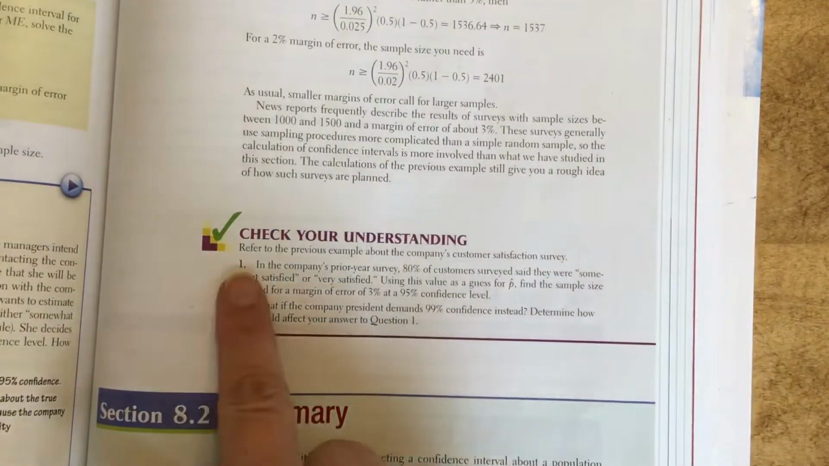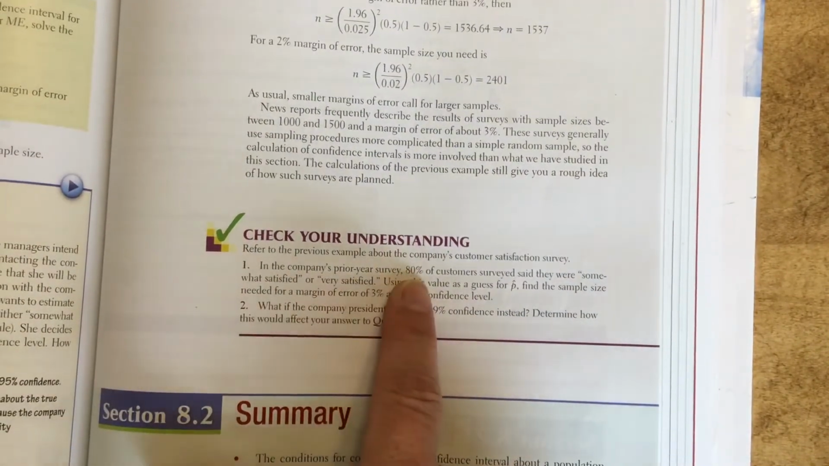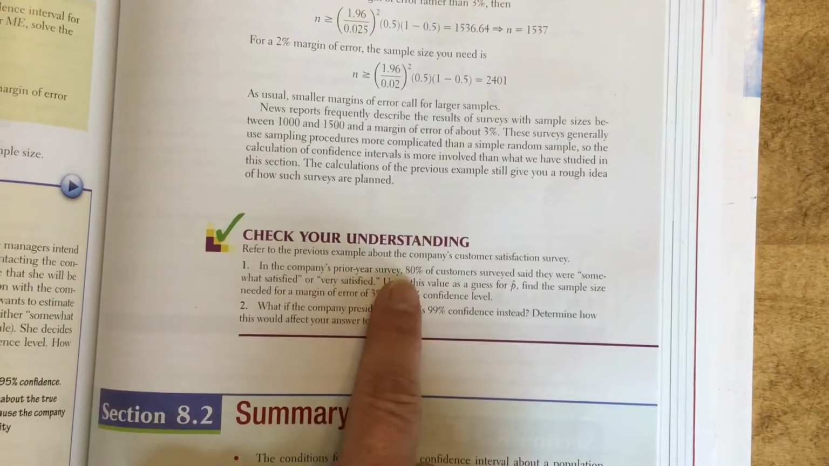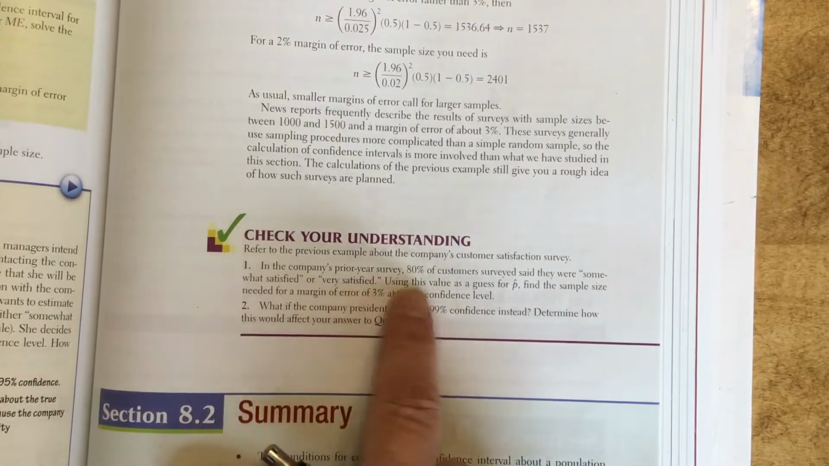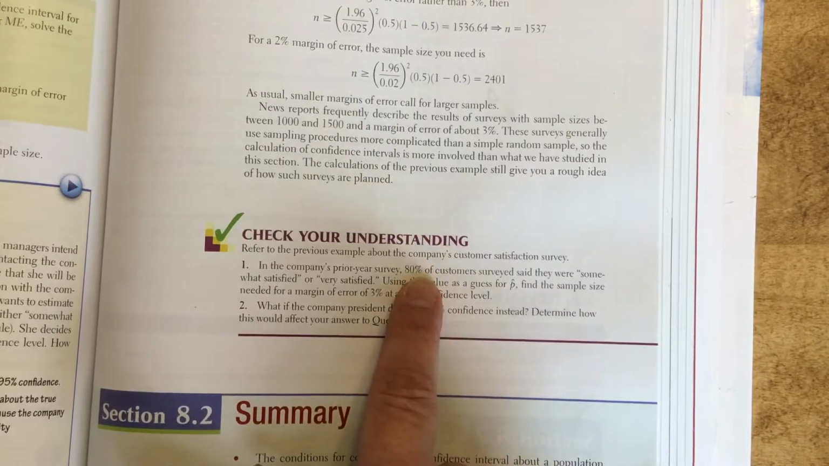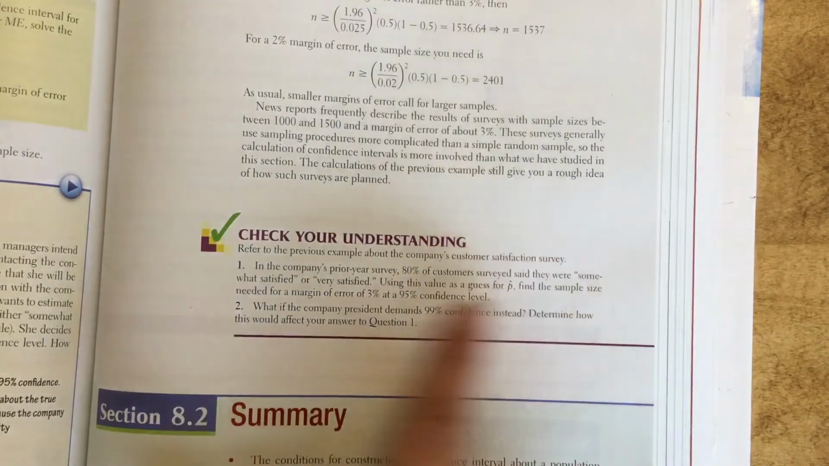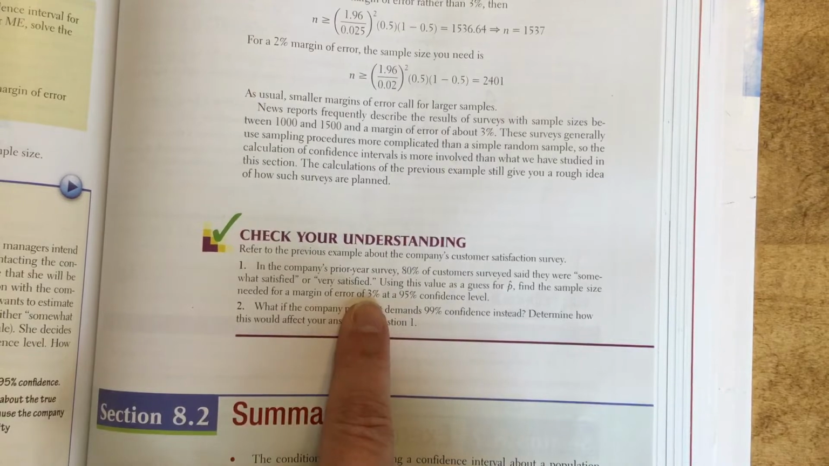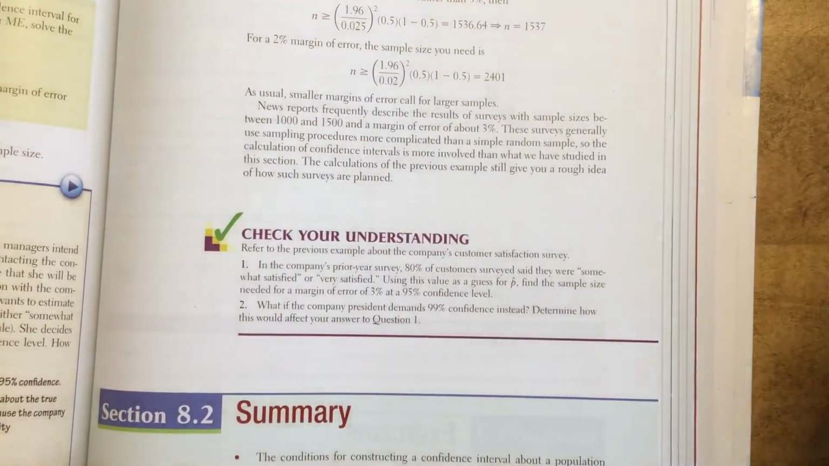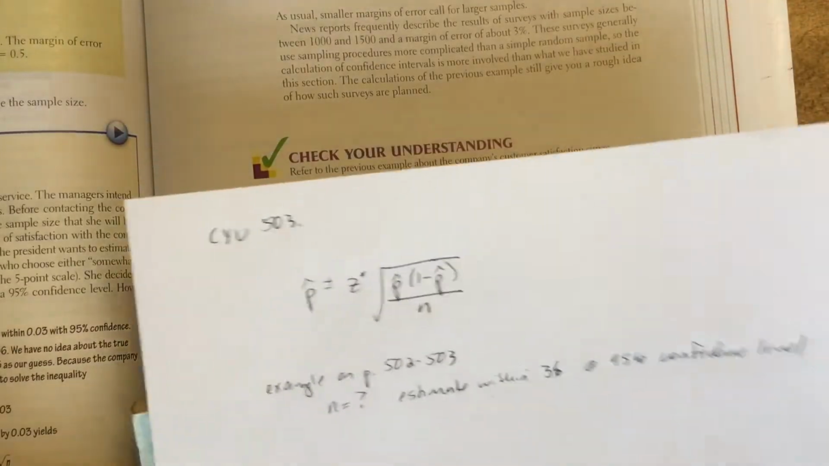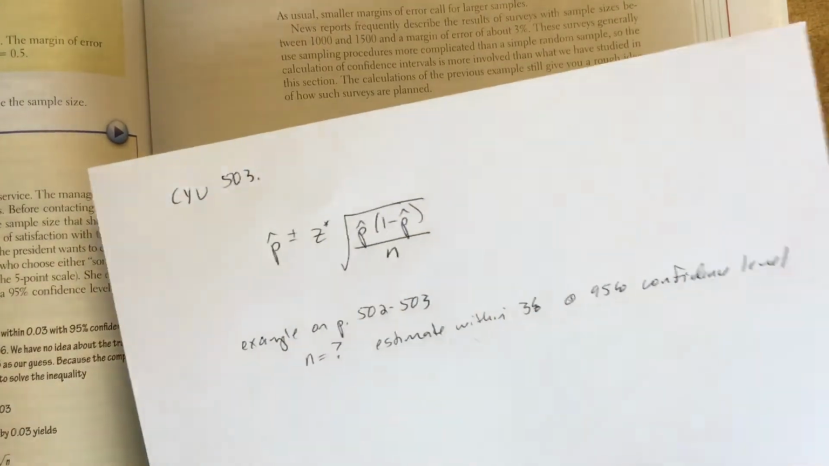So what we're going to do is use 80%, because in the company's prior year survey, 80% of customers surveyed said they were somewhat satisfied or very satisfied. So we're going to use that value for our p-hat. And we're going to find the sample size needed for a margin of error of 3% at a 95% confidence interval, okay?